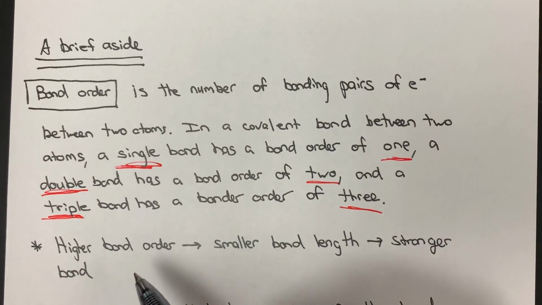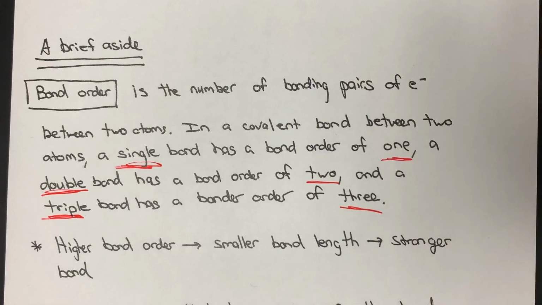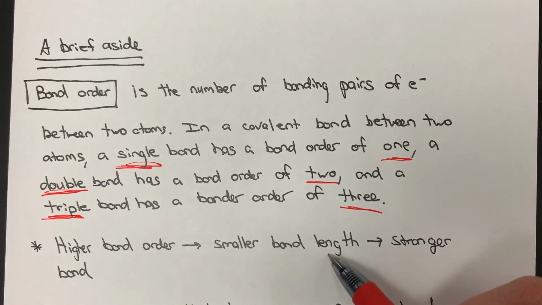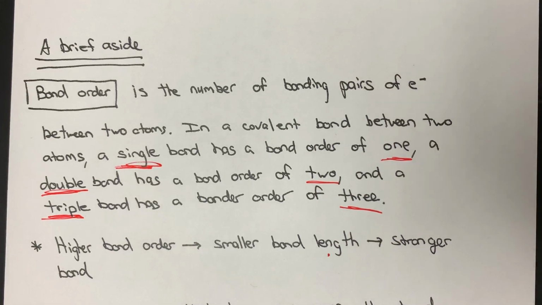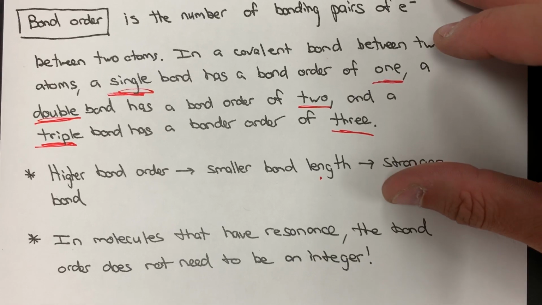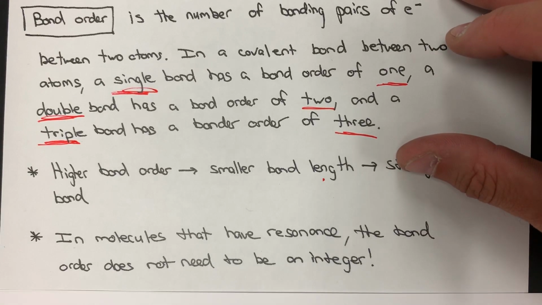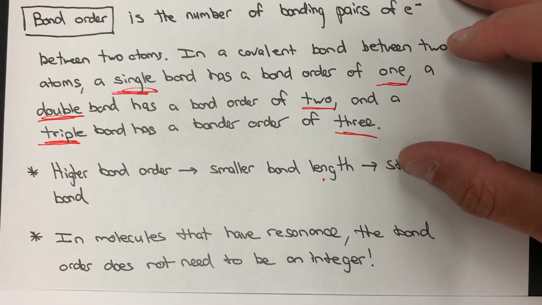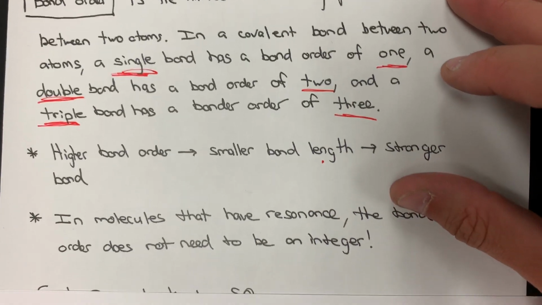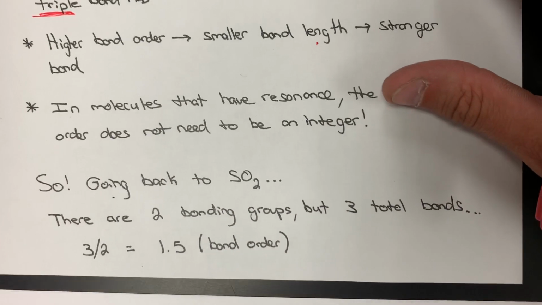Bottom line is, the higher the bond order, the smaller the bond length, so we might expect a triple bond to be shorter than a double bond, which would be shorter than a single bond. And the implication here is that those bonds tend to be stronger. Now, in molecules that have resonance, the bond order does not necessarily need to be an integer. It doesn't need to be 1 or 2 or 3, but as we saw in that sulfur dioxide example, we're in between a single and a double bond.